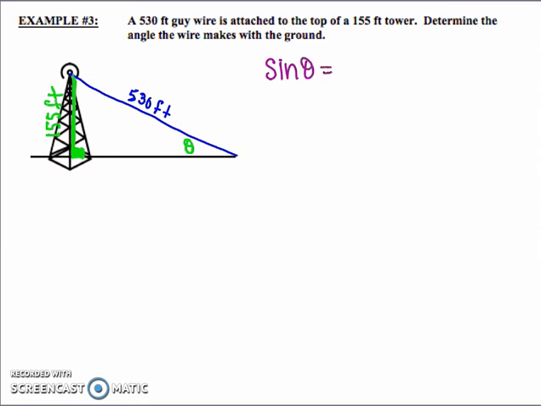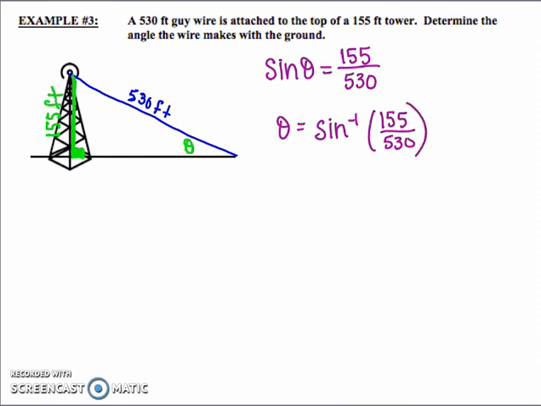The sine of theta is going to be equal to the side opposite, which is 155, divided by the hypotenuse, which is 530. So theta will be equal to inverse sine of 155 divided by 530. And again, you want your calculator to be in degree mode so that we can find our angle in degrees here, our angle of elevation, right, of the wire, or depression, I guess, depending on the angle that you're looking at it. And we type that into our calculator, and we find that theta is 17 degrees. And that's it.